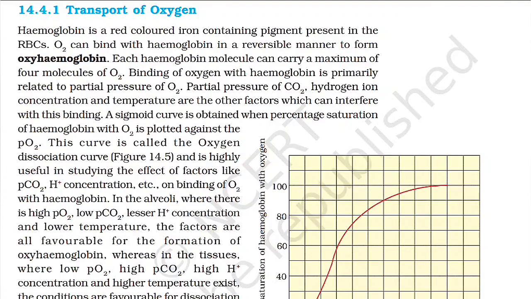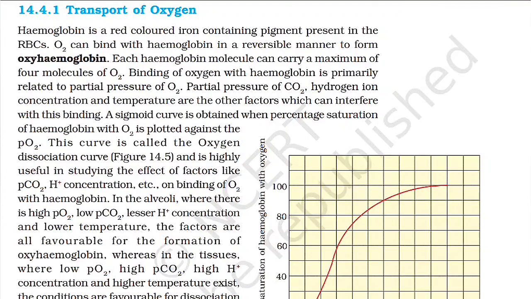A sigmoid curve is obtained when percentage saturation of hemoglobin with oxygen is plotted against the partial pressure of oxygen. This curve is called the oxygen dissociation curve and is highly useful in studying the effect of factors like partial pressure of carbon dioxide, hydrogen ion concentration and temperature on binding of oxygen with hemoglobin.